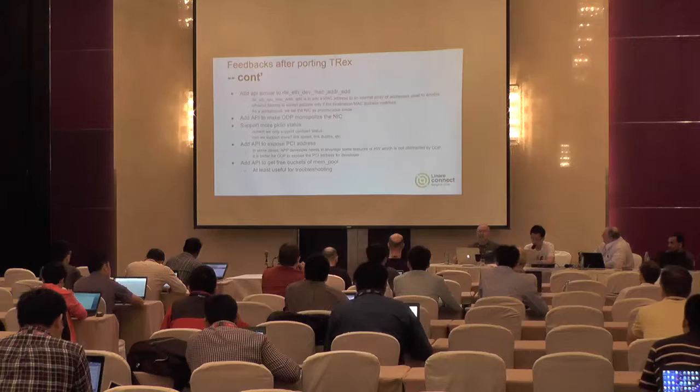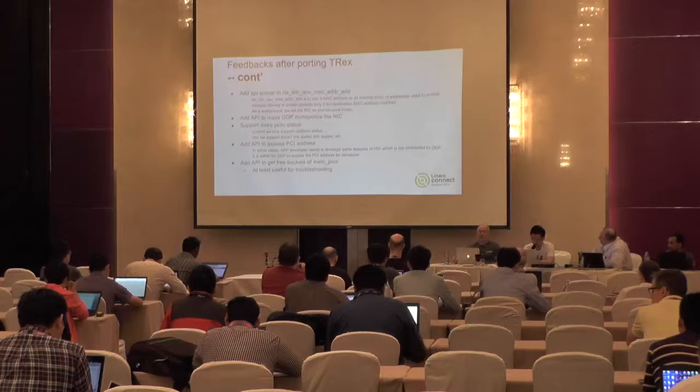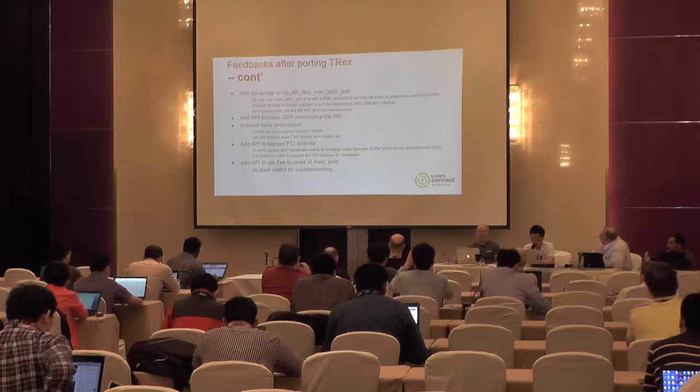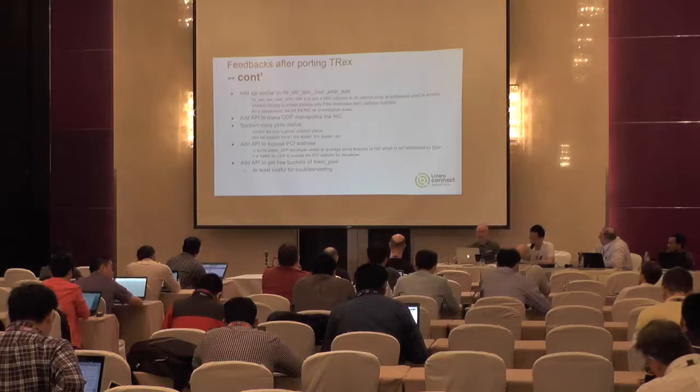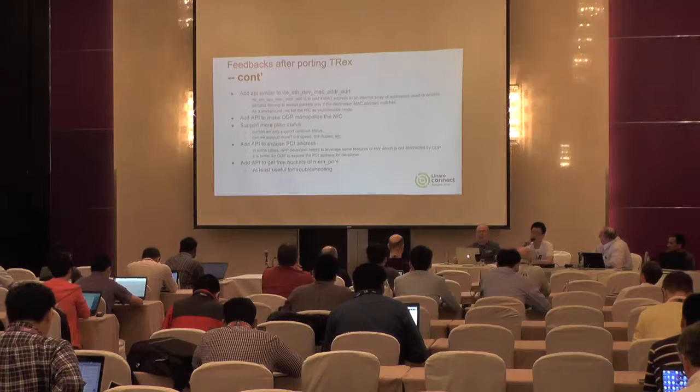Another support is that we want to manipulate the NIC in a diverse way, not only the up-down status. Another one is that in the original TRex, DPDK can give you a structure abstracting the hardware, and you can find some register addresses in the structure. Then the application can directly interact with the NIC, like reading the registers for some statistics and so on. But we don't have similar functionality in the ODP API.